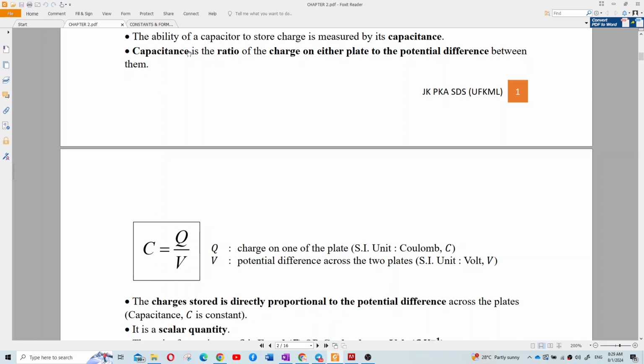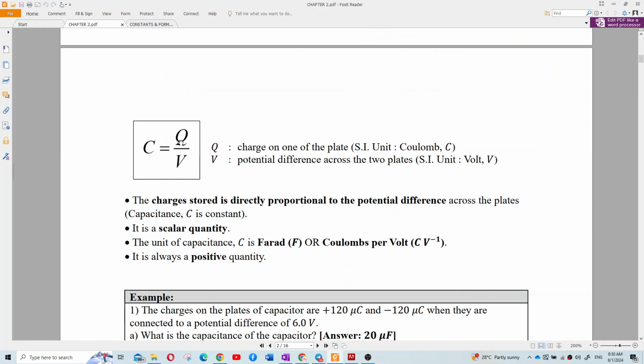C is the capacitance, charge over voltage, charge over potential difference. Q is the charge of one plate, and the potential difference is the voltage across the two plates. The unit for Q is coulomb, and the unit for V is volt. The charge stored is directly proportional to the potential difference across the plates. This one I will explain later. It is a scalar quantity. So capacitance is a scalar quantity, not a vector.